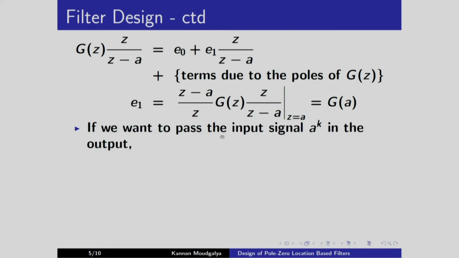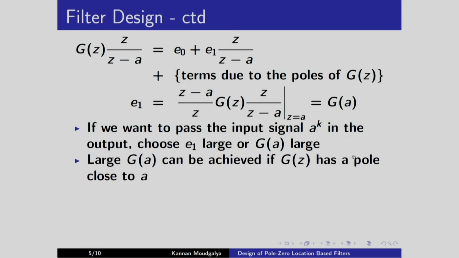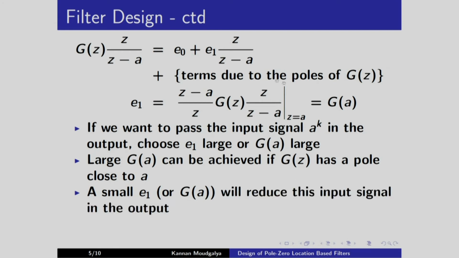So if you want to pass the input signal a power k in the output, choose E1 large or g of a large. What do we do to make g of a large? This can be done if g of z has a pole close to a, whereas a small E1 or small g of a will reduce this input signal in the output. If E1 is made small or g of a is made small, the effect of z over z minus a will be made very small. That is, it will reduce this input signal in the output.